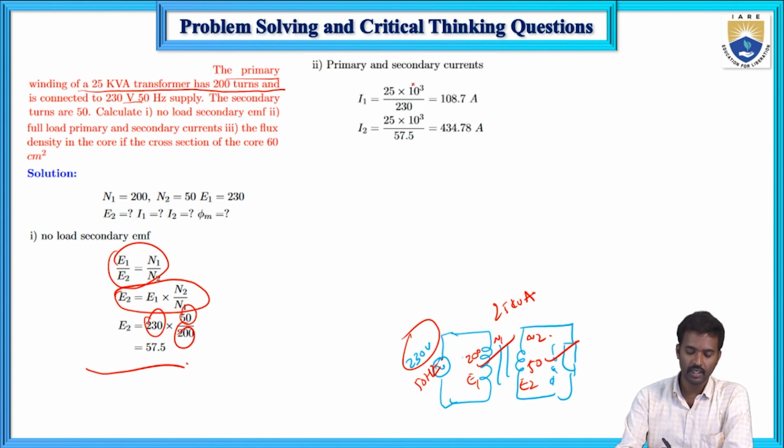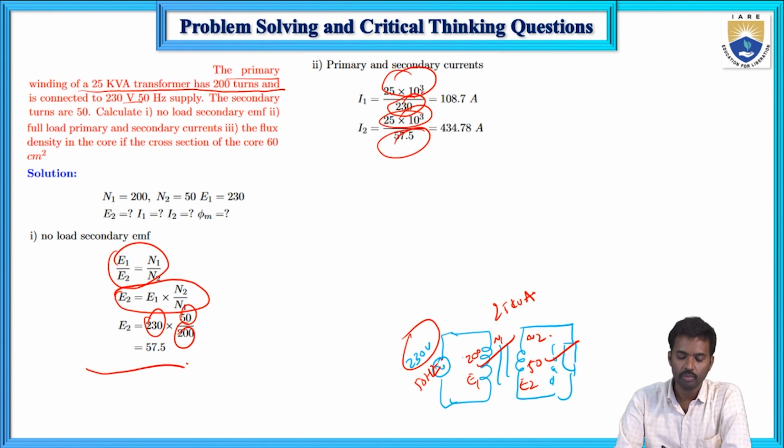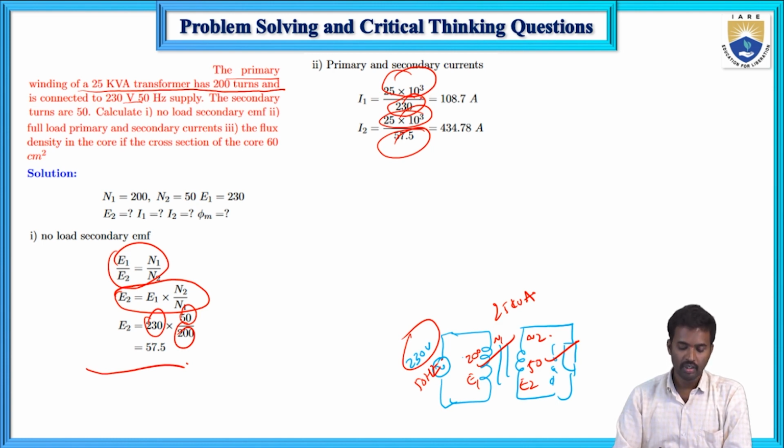Primary and secondary currents. So kVA divided by primary voltage and kVA divided by secondary voltage. The kVA rating is 25 kVA and the primary voltage is 230, and the kVA rating is 25 kVA and the secondary voltage is 57.5. This value equals 108.7 amperes and this one is 434.78 amperes.